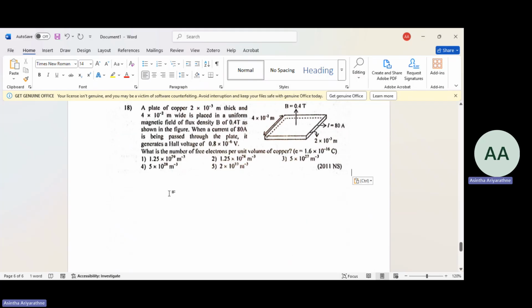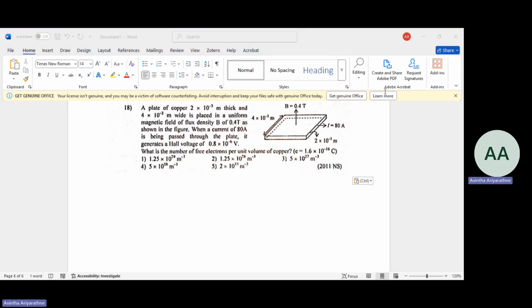Next question. A plate of copper 10^-3 meter thick and 4 × 10^-2 meter wide is placed in a uniform magnetic field of flux density B of 0.4 T as shown in the figure, with a current of 80 amperes, which generates a Hall voltage of this much. What is the number of free electrons per unit volume of copper?